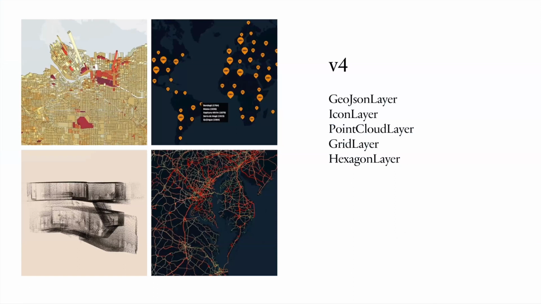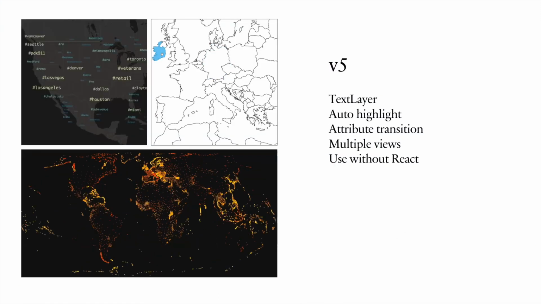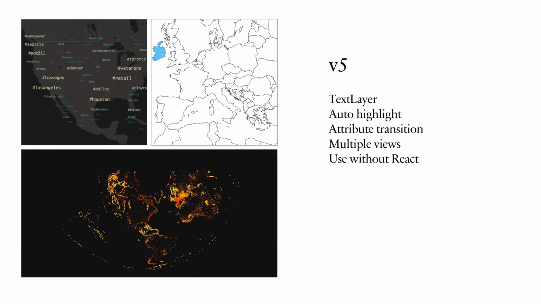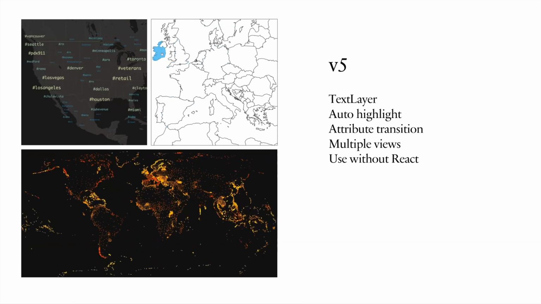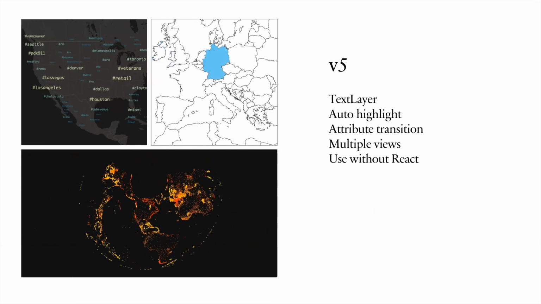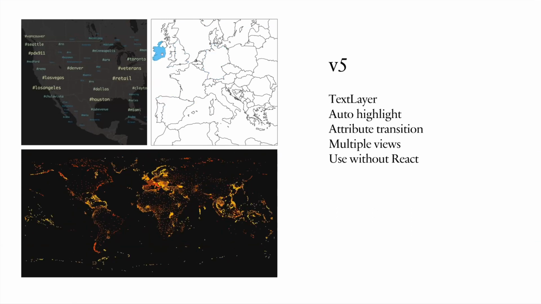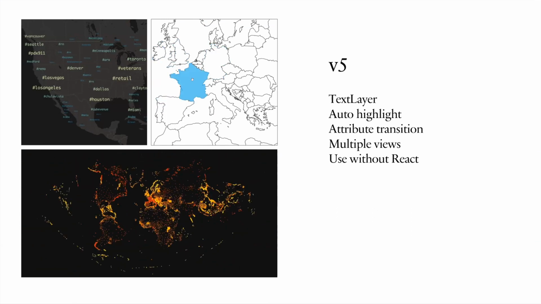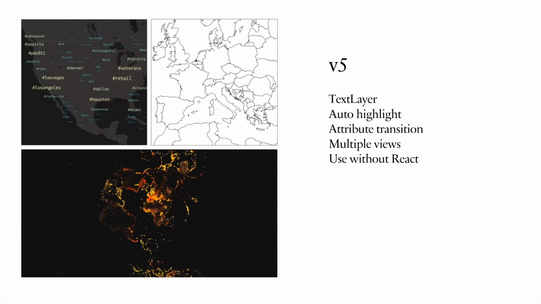In V4, that was the origin of some of the foundation layers that we are known for today. And in V5, we really went in to test what other stuff we can offload to the GPU. Things like auto highlight, where you move your cursor and we highlight the feature that's being picked.